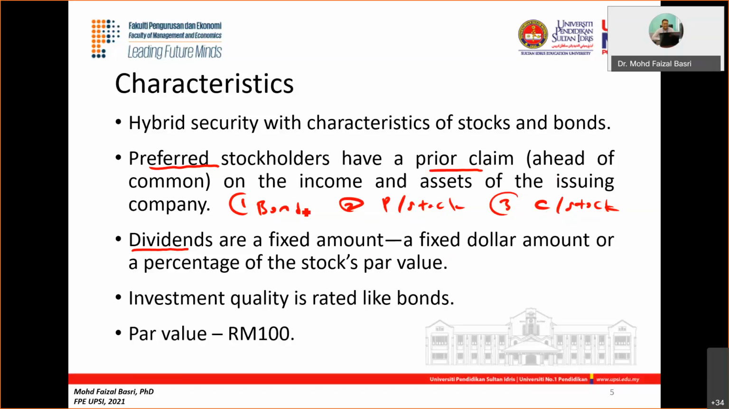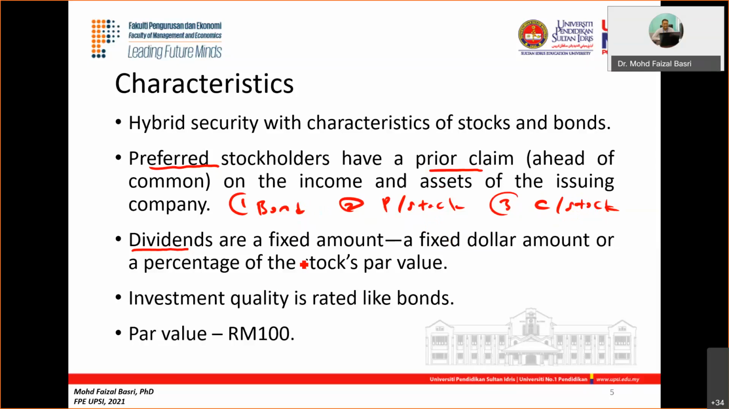When we put it in sequence like this, we can associate this list with the risk factor. Whoever receives first will have the least risk, the lowest risk among all. Whoever receives last would be the highest risk. So if you compare the three, bondholders will have the lowest risk, whereas the common stockholders will have the highest risk because they're going to receive last. Preferred stocks, being in the middle, will have a middle risk.